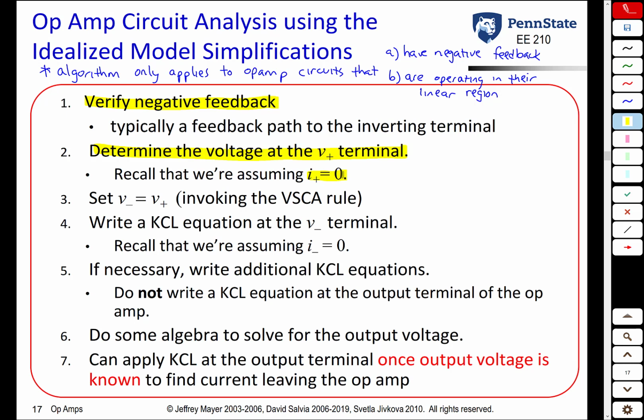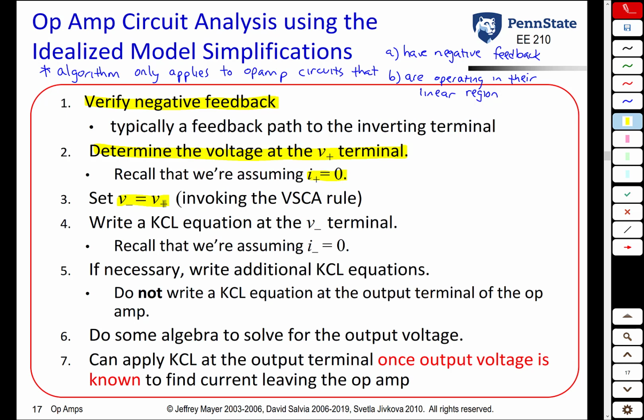The third step is we're going to invoke the virtual short circuit approximation rule and set V minus equal to V plus. Whatever we determine V plus has to be, V minus we're going to set equal to the same thing. In reality, V minus is not going to be quite the same thing, but it's going to be very, very, very close.